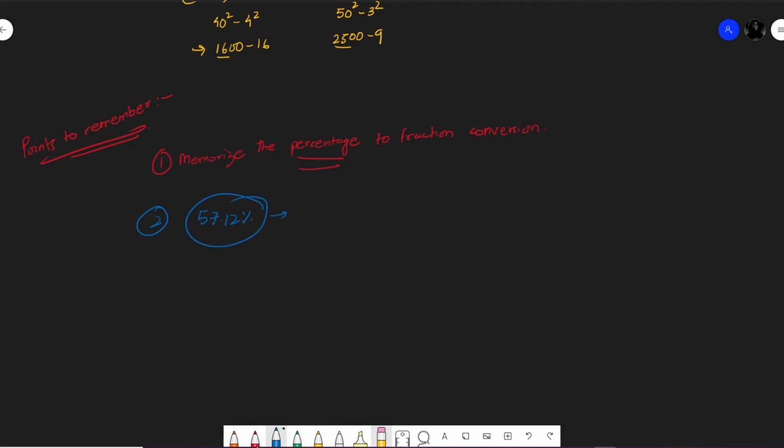57.12 percentage, how will you find out its fraction reciprocal, right? I mean, how will you find out its fraction counterpart? It's tough, right? You don't understand by only saying this. You have to practice, you have to memorize each and every fraction conversion from 1 to 20. From 1 to 20 to be able to find this.